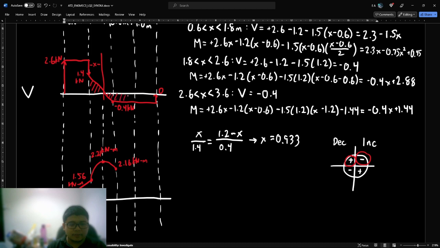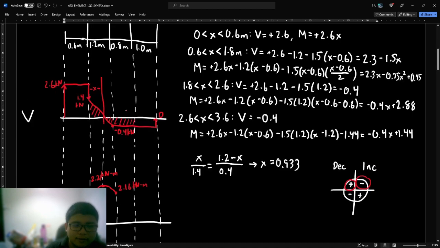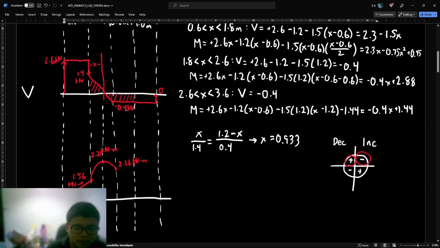Now we have a rectangular area here with a base of 0.8 and the height of 0.4. So we are going to be subtracting 0.32 from the previous value. So 2.16 minus 0.32, we have 1.84 kilonewton meters. This is going to be a straight line.